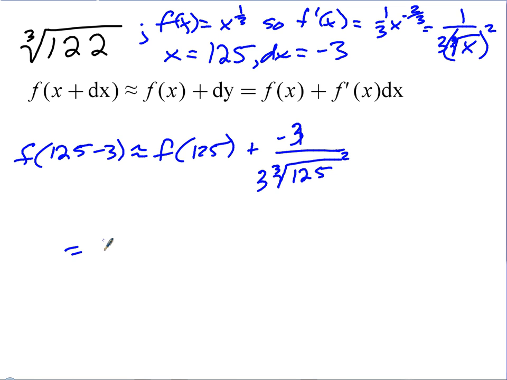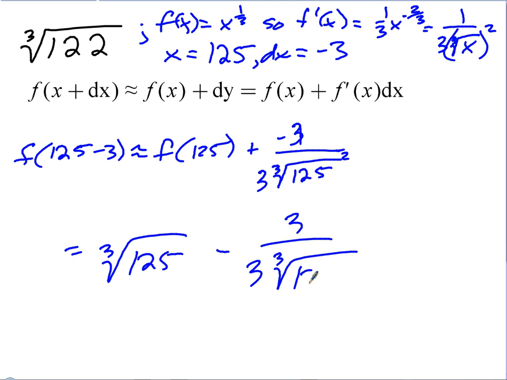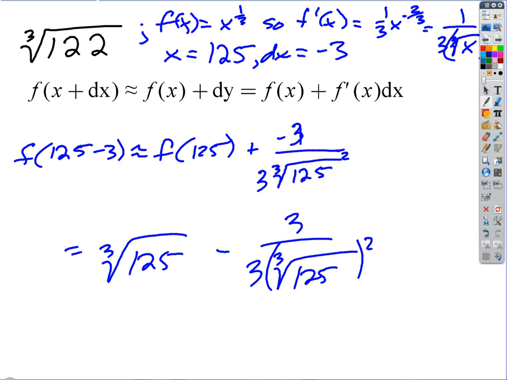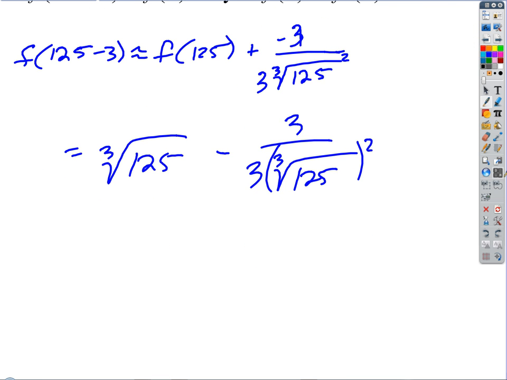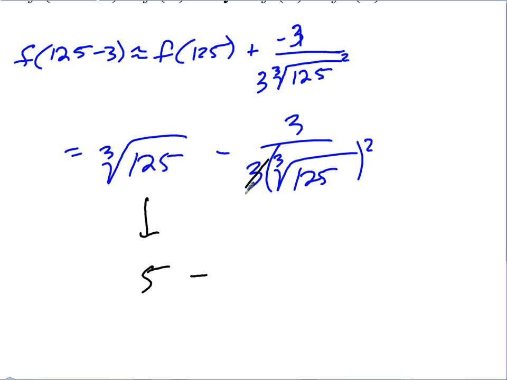So, cube root of 125 minus, in this case, 3 over 3 times the cube root of 125 squared. Yeah, we get good cancellation. Cube root of 125 just gives us our 5. The 3's cancel. What's the cube root of 125? 5 squared. So we got it, 5 minus 1/25.